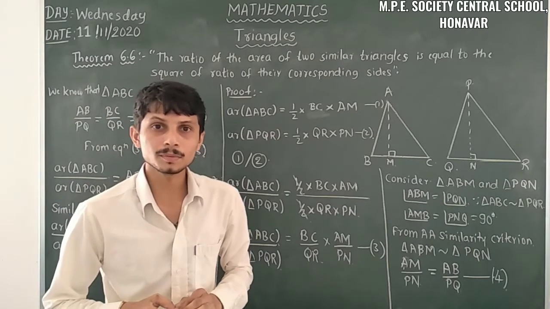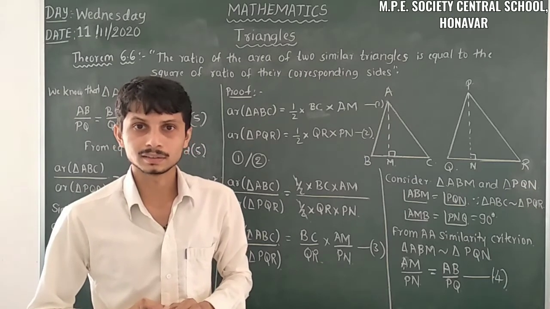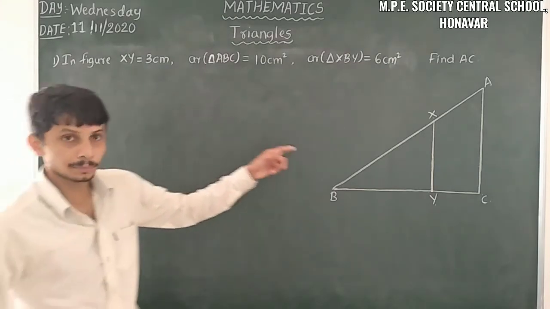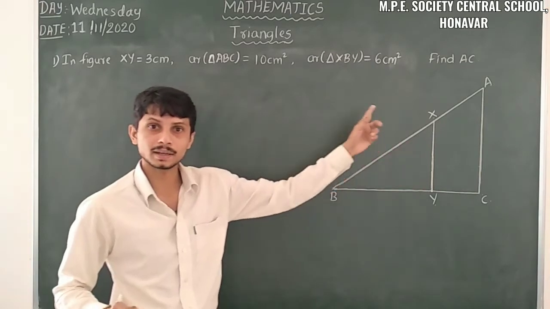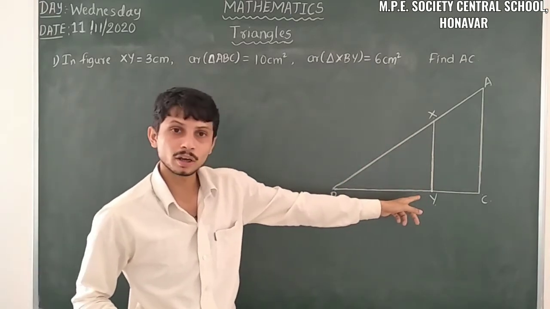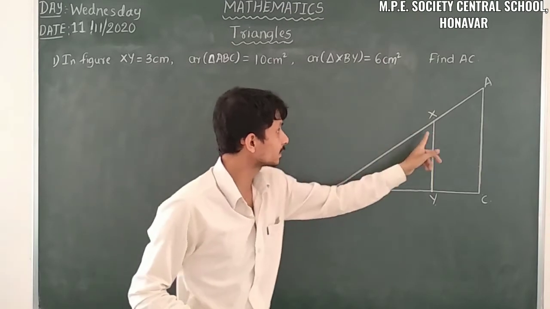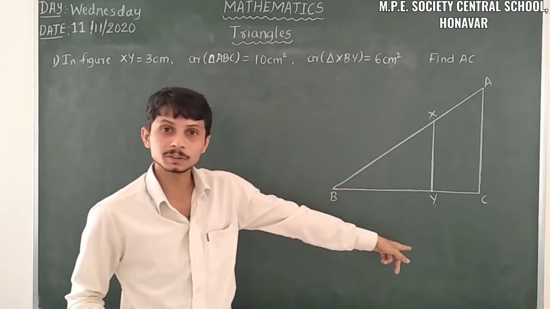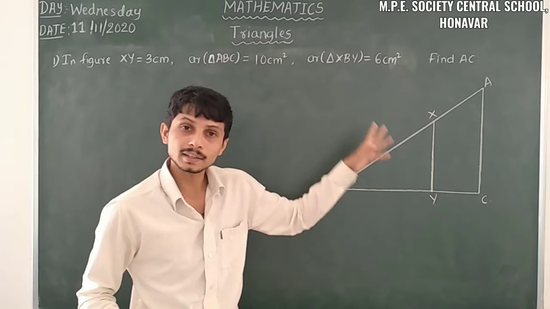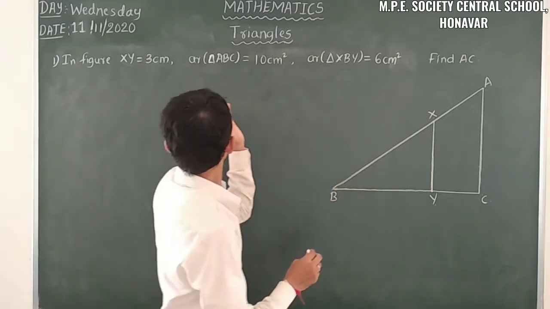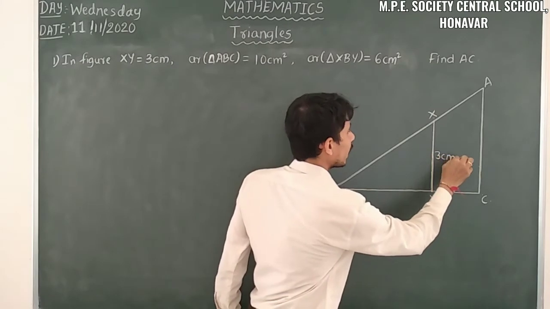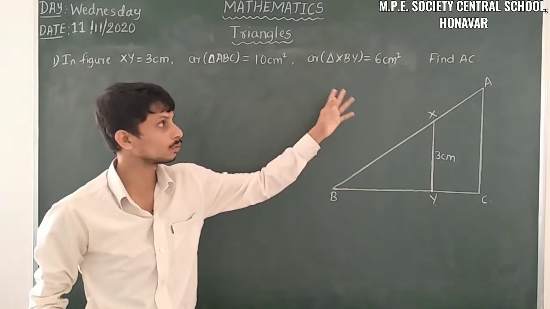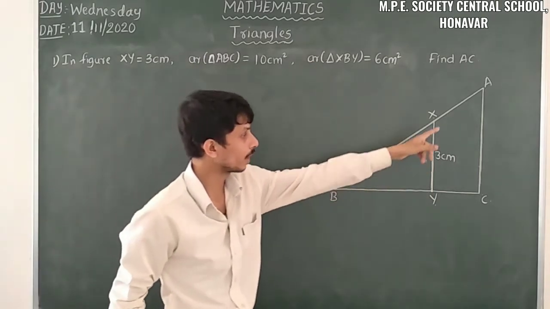So let us take some problems based on area of similar triangles. Take the first problem. The first problem tells us that in the figure XY is equal to 3 cm. Here we have a triangle ABC, and XY is joining two points. X is a point on AB and Y is a point on BC, and we joined those two points. So the length XY is equal to 3 cm. We have area of triangle ABC equal to 10 cm square and area of triangle XBY equal to 6 cm square. We have to find the value of AC.